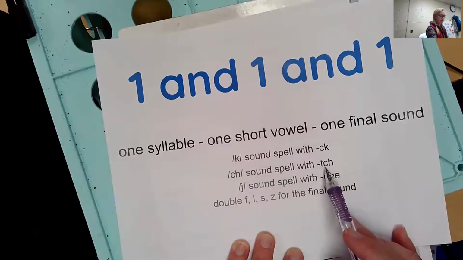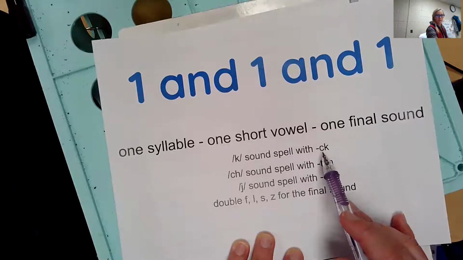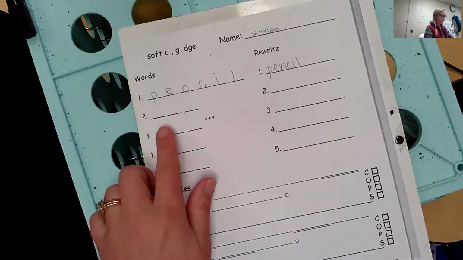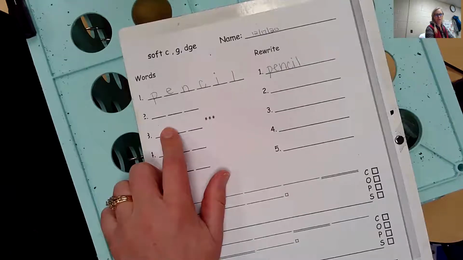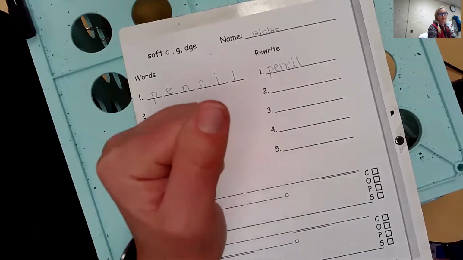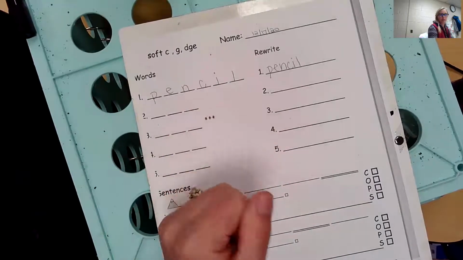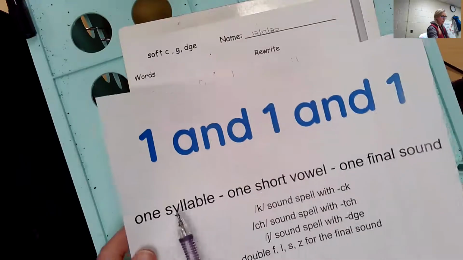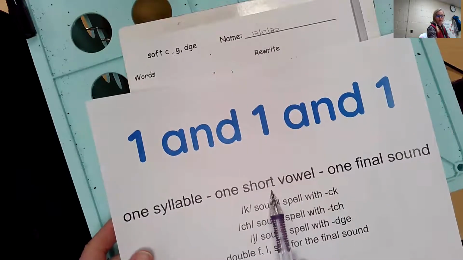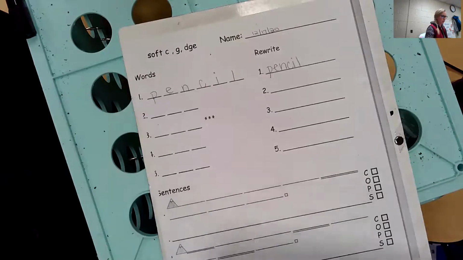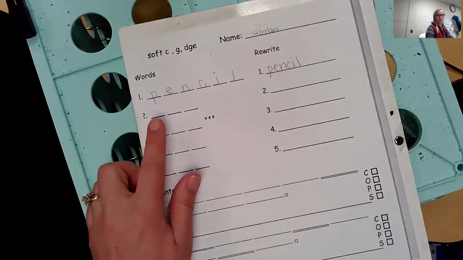We talked about TCH, a little bit about CK as well. So D, G, E. So here's our word. Number 2, the word is fudge. I love to try new kinds of fudge. Fudge. Let's tap it out. Fudge. Now we had one syllable. We had one short vowel sound, and our last final sound was J. So remember, we're going to use D, G, E.